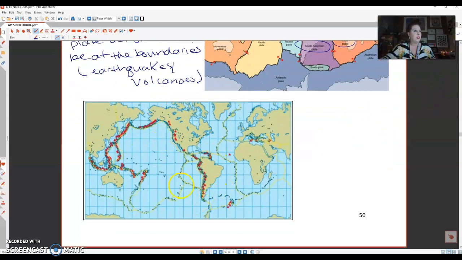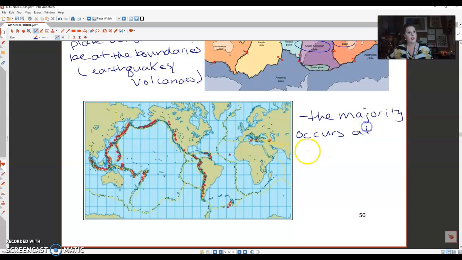You can see that the map is showing you the plate boundaries, and where you see a triangle or a dot, that is an earthquake or a volcano. So you can see by looking at the map that most geologic activity occurs at the boundaries. Okay? So the majority occurs at the boundaries. Okay? So remember, triangle equals volcano. The dot is an earthquake.